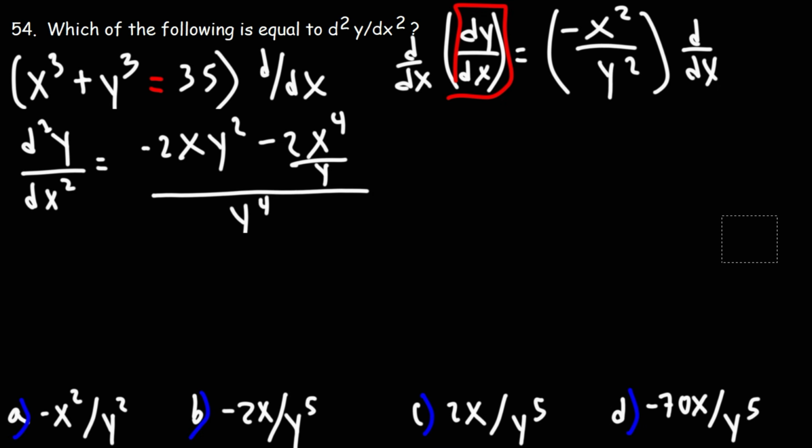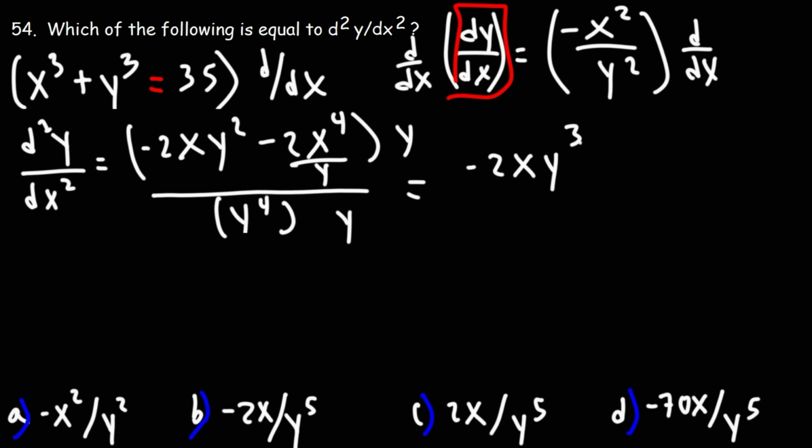Now, what I'm going to do in the next step is multiply the numerator and the denominator by y. So this will give me negative 2x y to the third power. Here the y variables will cancel, so minus 2x to the fourth. And y to the fourth times y to the first power, we need to add the exponents, so 4 plus 1 is 5.